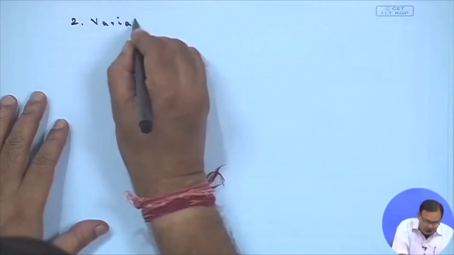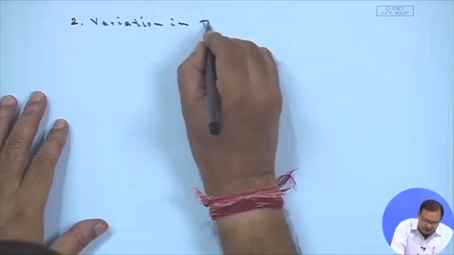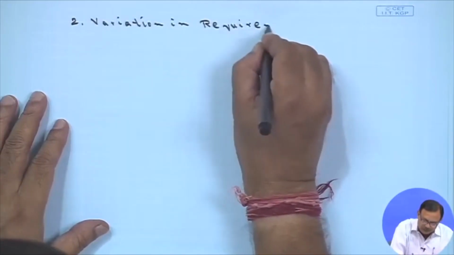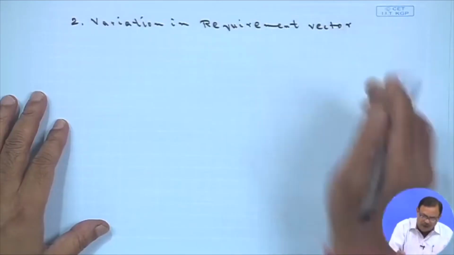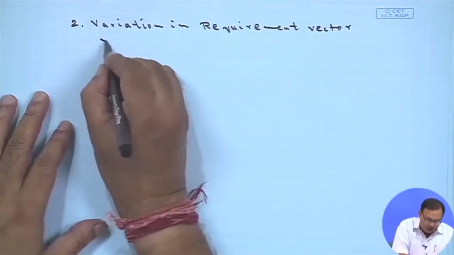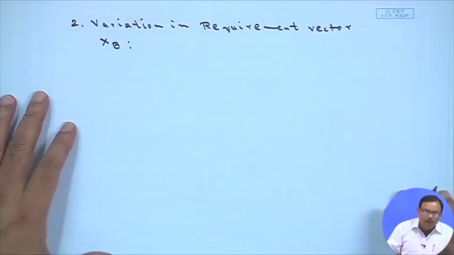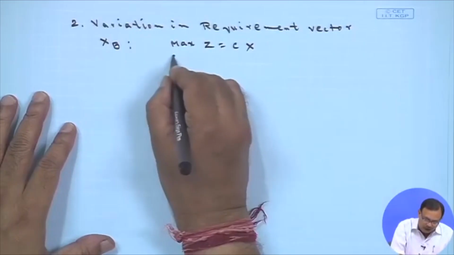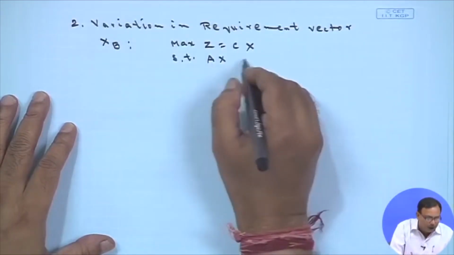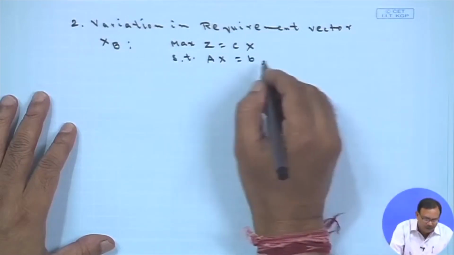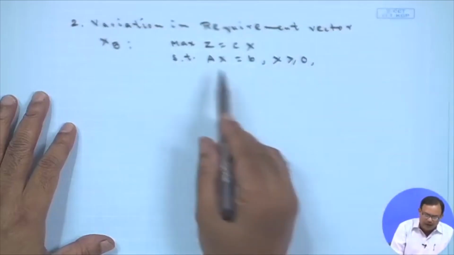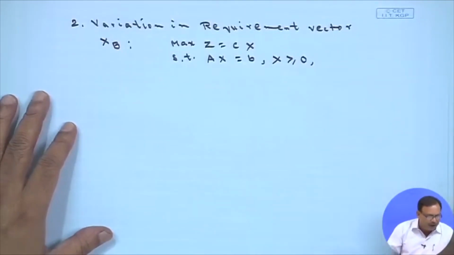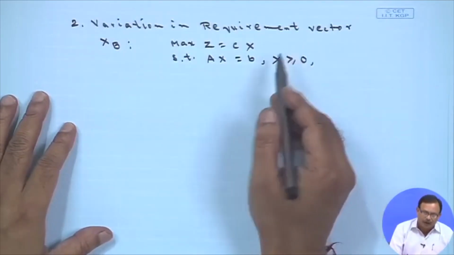Now, let us go to the next one, that is number 2, variation in the requirement vector. So, whenever you are talking about variation in the requirement vector, suppose your xb is the optimal basic feasible solution of the problem, maximize z equals Cx subject to Ax equals b, x greater than or equal to 0, and as usual A is the m cross n matrix. Now, we have said requirement vector means this b.